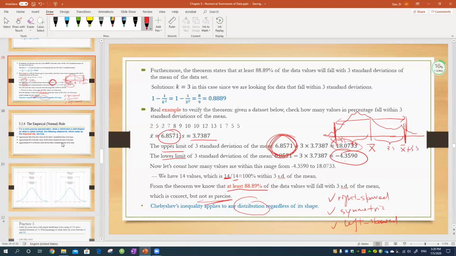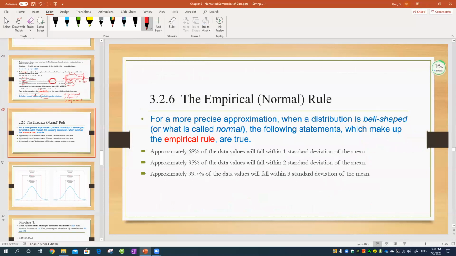Okay. And then let's look at part 6, the empirical, or we call it the normal rule. For a more precise approximation, when a distribution is bell-shaped, or what is called normal, we'll define this term later when we talk about the continuous distribution. So the following statements which make up the empirical rule are true. We have 3 statements for the empirical or normal rule.